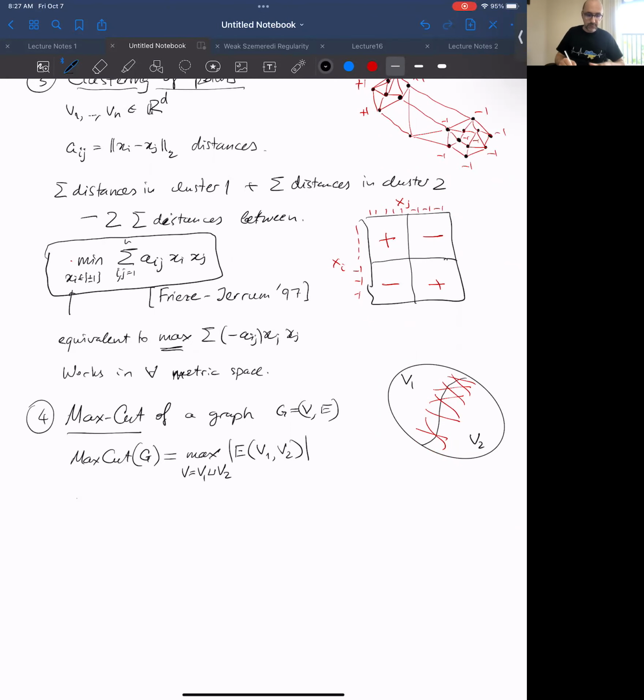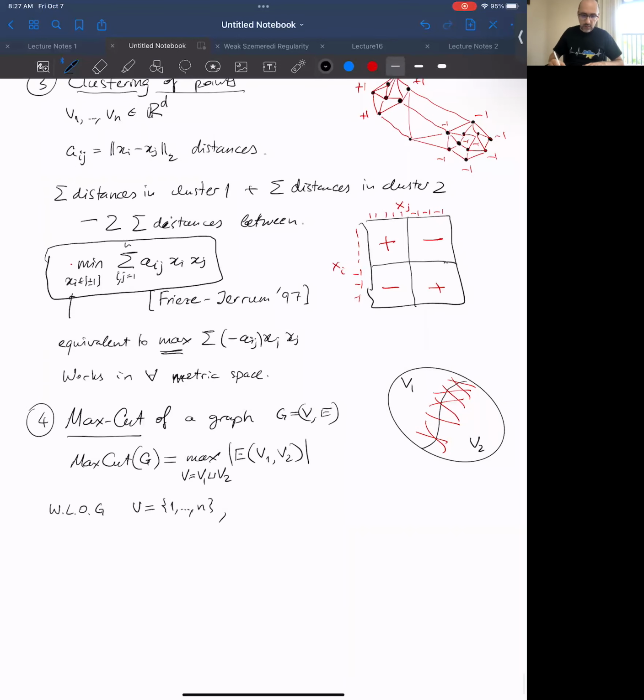Perfect. Let's write it as a quadratic form. So without loss of generality, we can identify the set of vertices with numbers from 1 to n. That will help us set up matrices. So the vertices are just labeled 1 through n. And a very useful and important object in graph theory is the adjacency matrix. So instead of looking at the graph, which is a mess, like edges go everywhere, like a little web, you look at the matrix that completely encodes the edges.